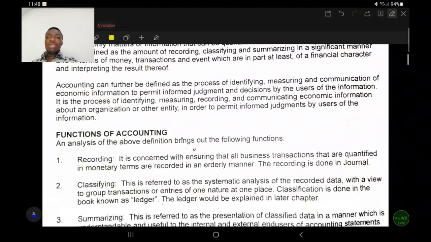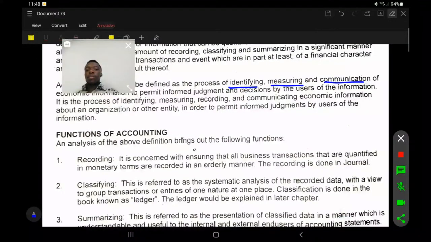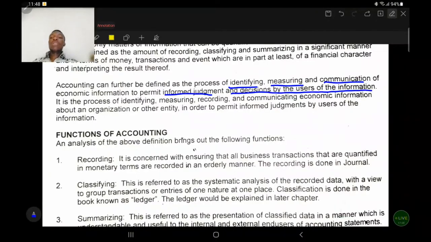So other definitions say that accounting is the process of identifying, measuring, and communicating economic information to permit informed judgment and decision making by users. This is what I was talking about. Because at the end of the day, once you report the information, people should be able to make decisions on it and know whether the business is quite good, so that they can join the business in terms of investment decisions, profitability and other things.